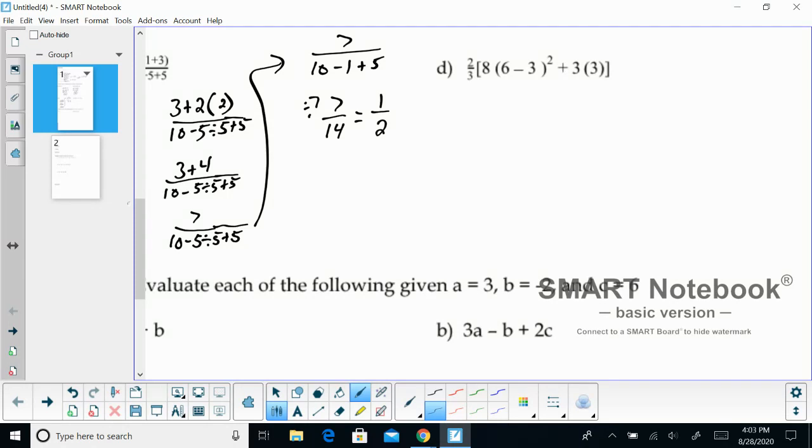Example D, the first thing I'm going to look for is the parentheses, and we always work from the most inside parentheses out. So the most inside parentheses is my 6 minus 3, so I have 2/3. 6 minus 3 is 3. Make sure we rewrite that squared symbol. Now we do exponents, so 3 squared is 9.